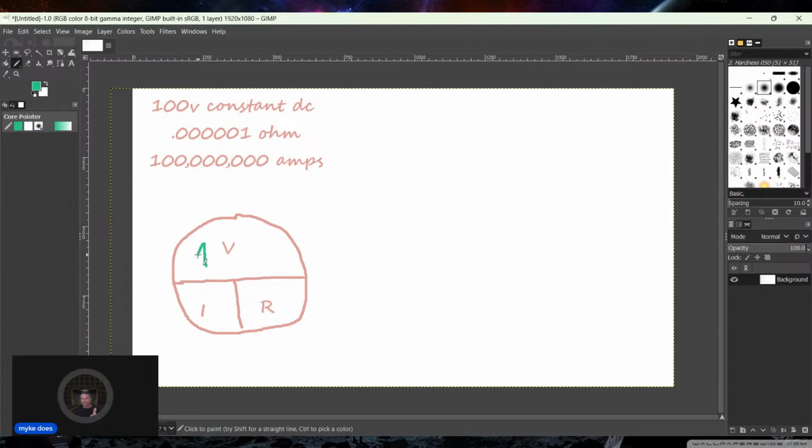When the voltage goes up, the current goes down, and the resistance goes up. And when the voltage goes down, current goes up, resistance goes down.